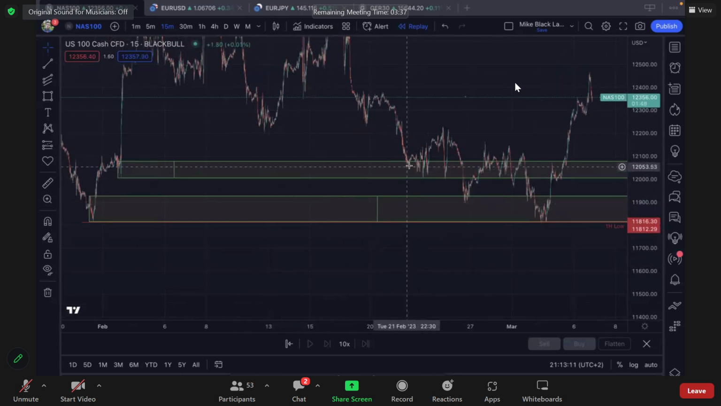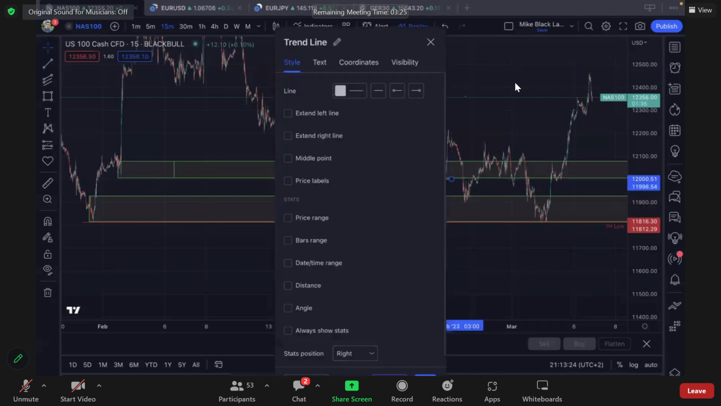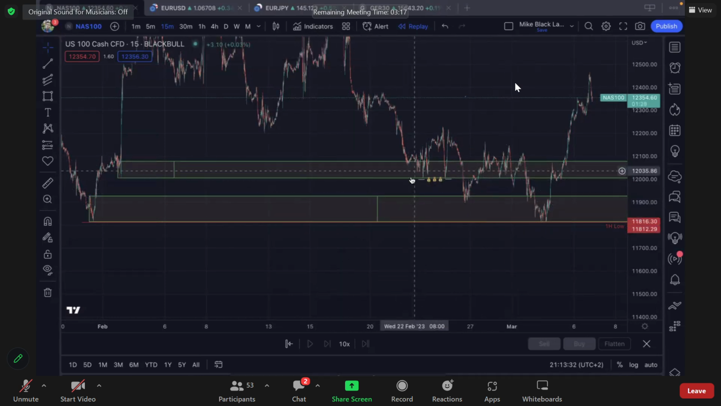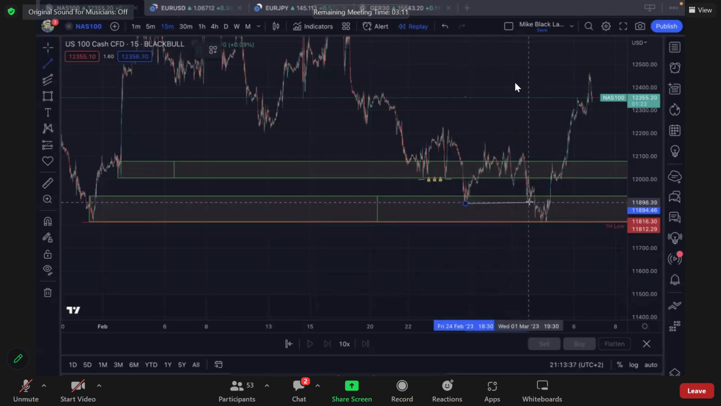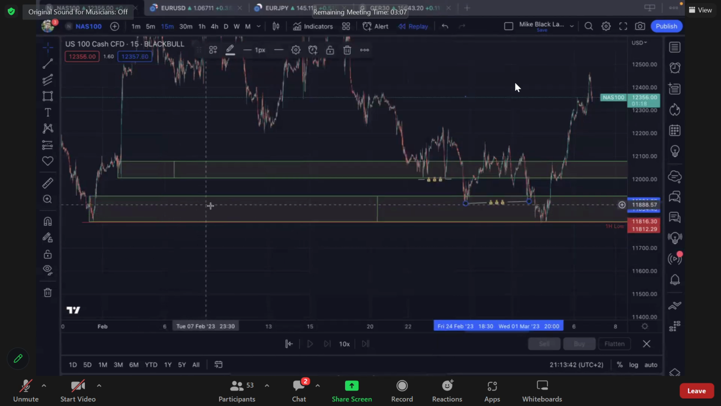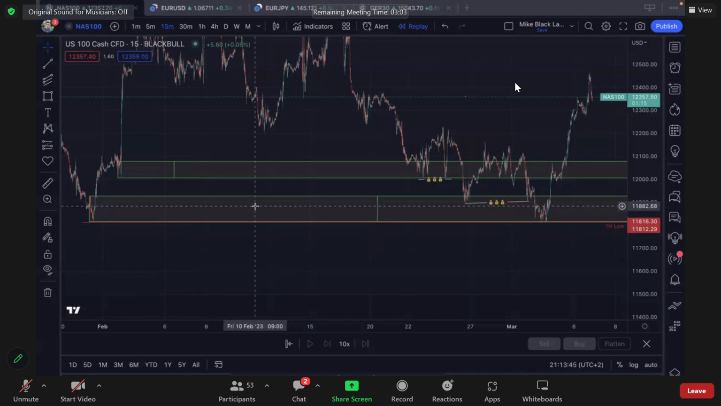Can you see number one, first small order, second small order, third small order, fourth small order, or how many small orders? And then what they did was create liquidity in order for them to take the liquidity. And then what they did was create more liquidity in a demand zone in order for them to take the liquidity.